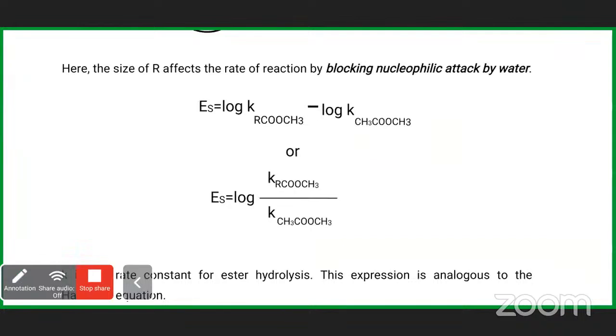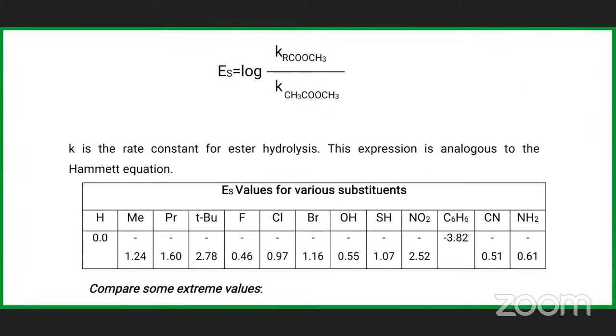And you can calculate the Es value, that is the steric constant value, by this formula. Es equals log k of R COOCH3, this is your ester compound with a variety of substituents, minus log k of CH3COOCH3, a methyl ethanoate, which is the standard ester compound. With reference to this standard, upon substitution of different alkyl groups in this ester, you can see the changing of the Es values here. So this table shows Es values for the various substituents, right?